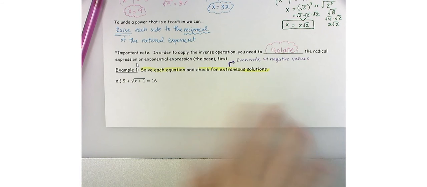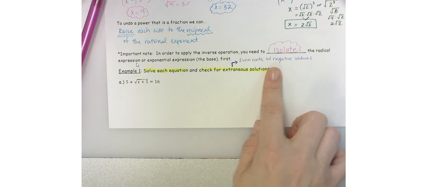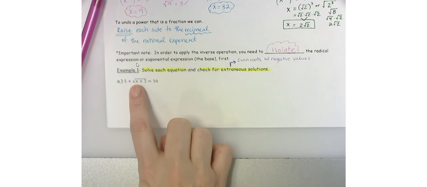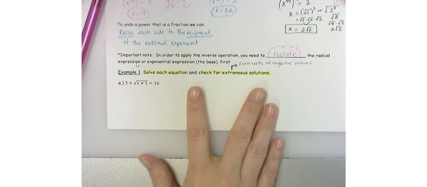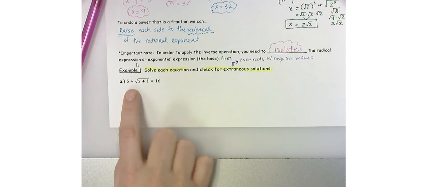Okay, so for part A, I want you to get the radical by itself, and then see if you can do the inverse operation of both sides.